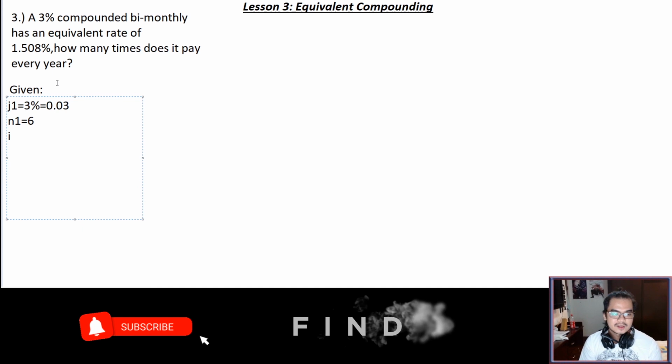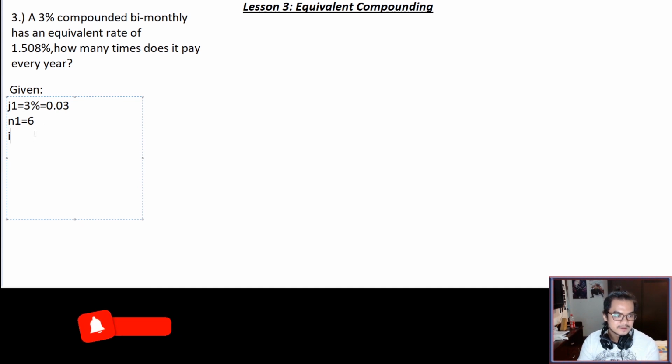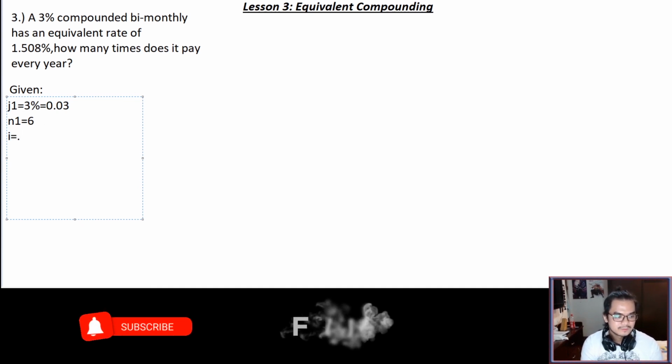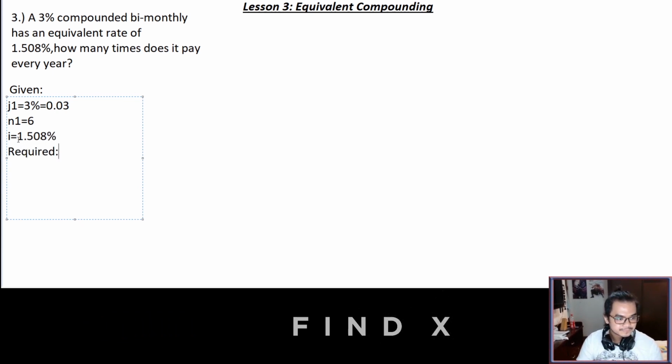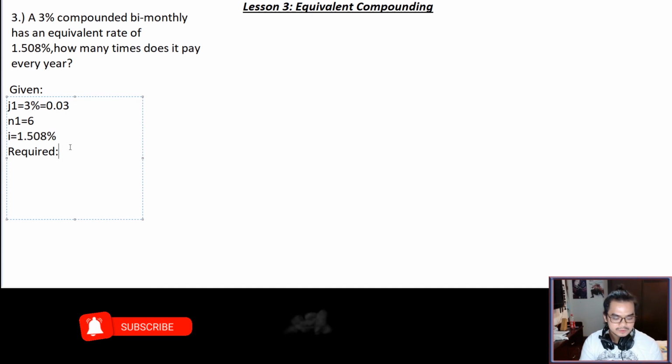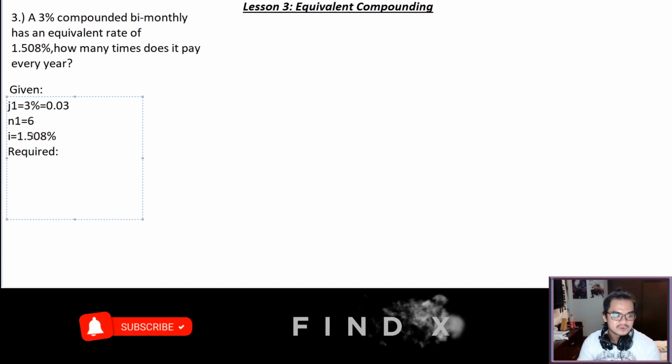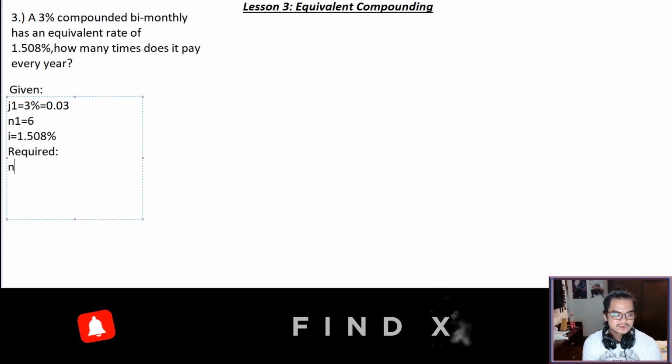That is not your J. That is I. So let's just make it I, that's I equal to 1.508%. Now we are required to find what method of compounding is used for 1.508. Therefore, let's just call it N2.